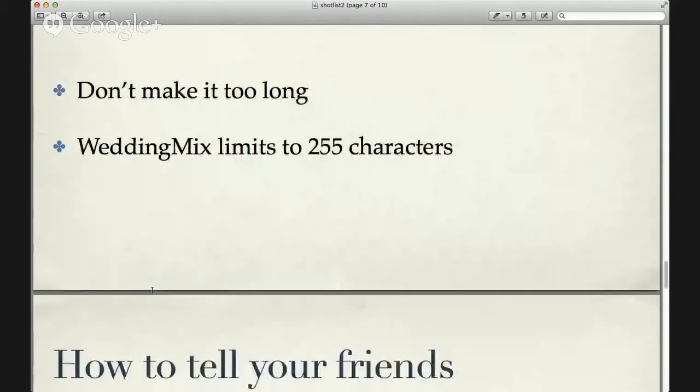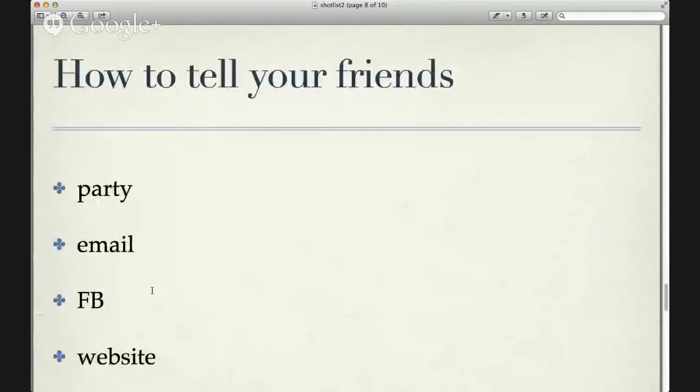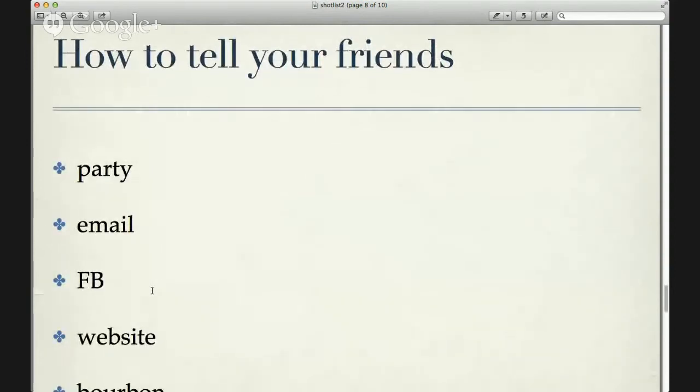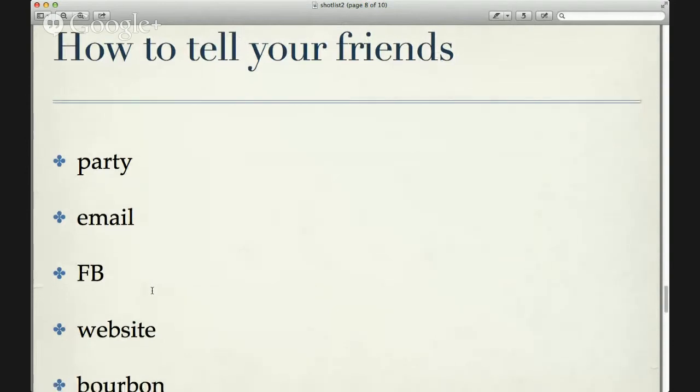And the very last thing I wanted to tell you about was how to tell your friends about your shot list. Oh, and I promised about the photobombing too, so I'll try and fit that in. The most successful, and we do have this on the blog, one of our brides, she was actually one of the first ones to use the app, in fact.